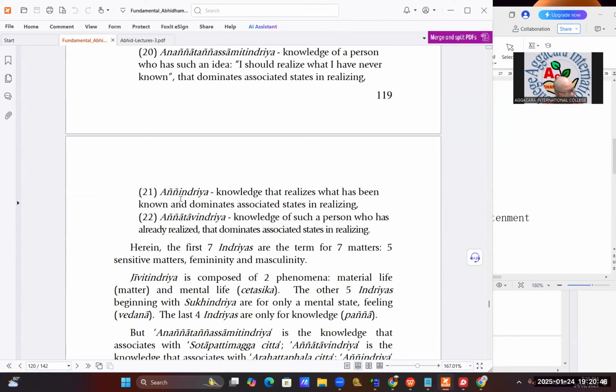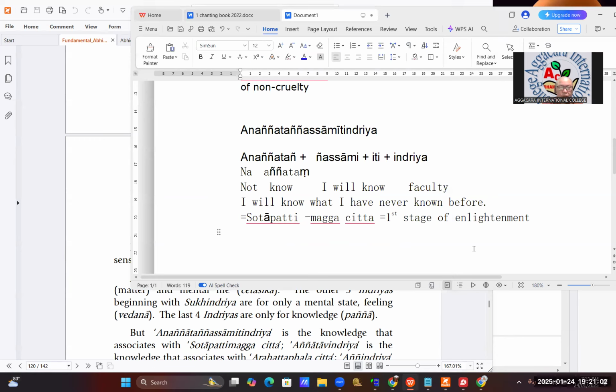So the second one is also easy, anyan indriya. Same word with this nyata. All right, anya plus indriya. That knowledge that realizes what has been known and dominates the states of analysis. So this is another one. Anyendriya. Okay, so this is another one. Realizing what has been known. So at this stage, the person will attain the first enlightenment. So at this stage, they will realize what has been experienced before, as above. Let's say at this level, they will experience the nibbana. So subsequently they will realize the nibbana also.